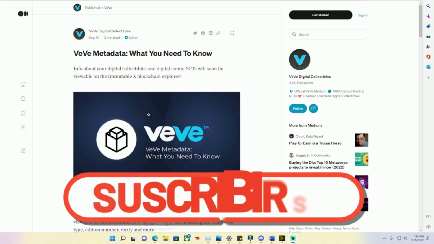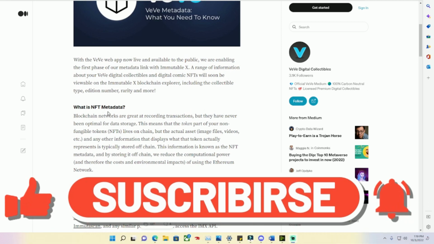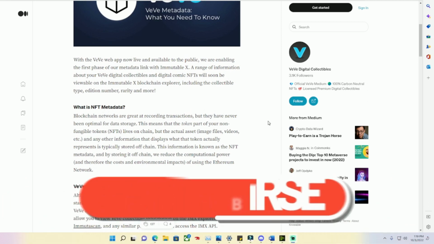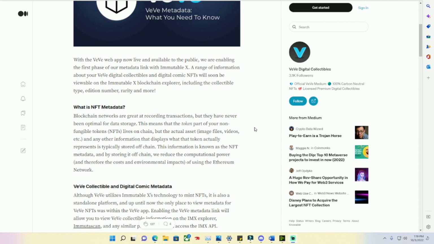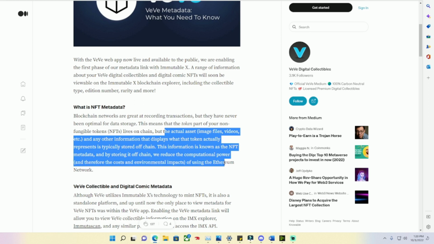I'm not going to break down the entire article, but essentially here's what it is. What is NFT metadata? NFTs are tokens that are actually stored on the blockchain. As you see right here, this means that the token part of your non-fungible token lives on chain. But the actual asset, like the image files, videos, etc., and any other information that displays what the token actually represents is typically stored off-chain. This information is known as NFT metadata, and by storing it off-chain, we reduce the computational power and therefore the cost of environmental impacts of using Ethereum network.